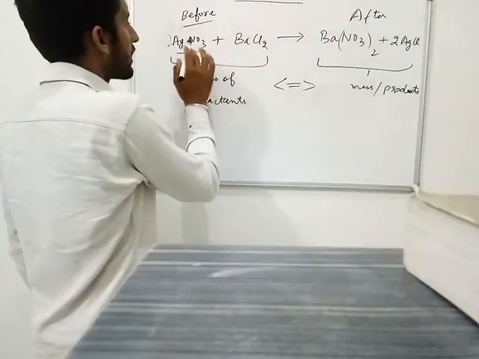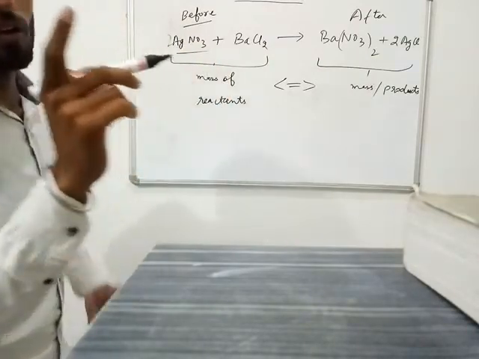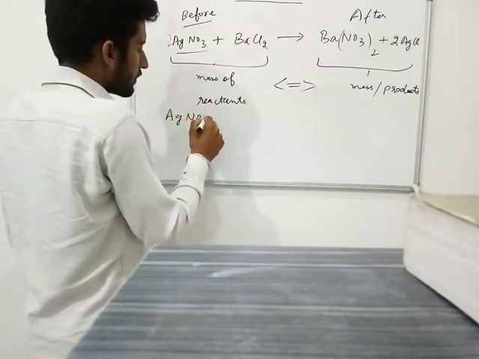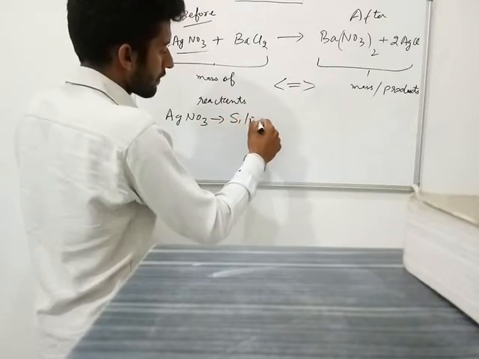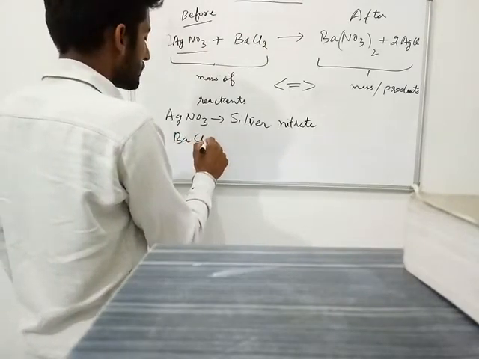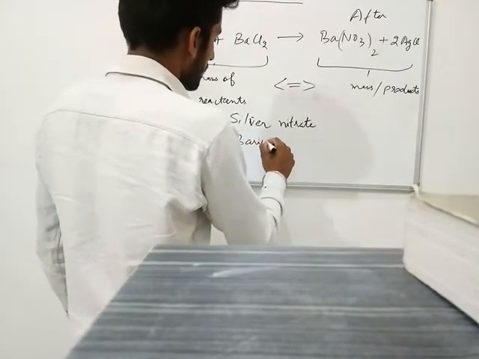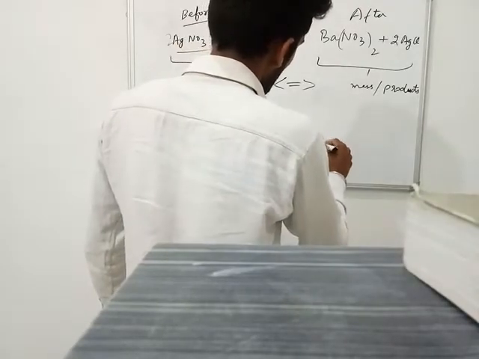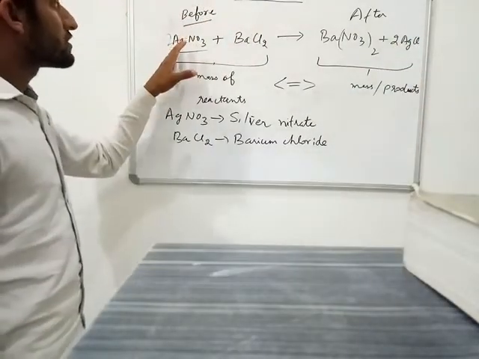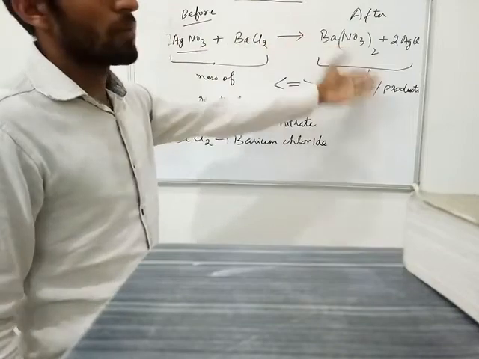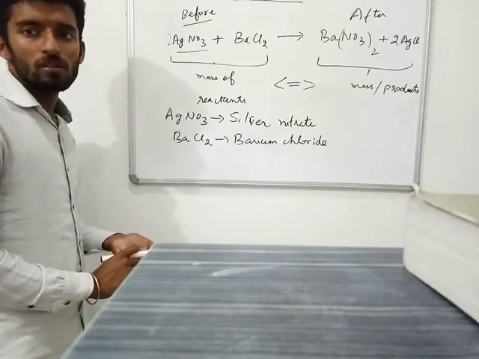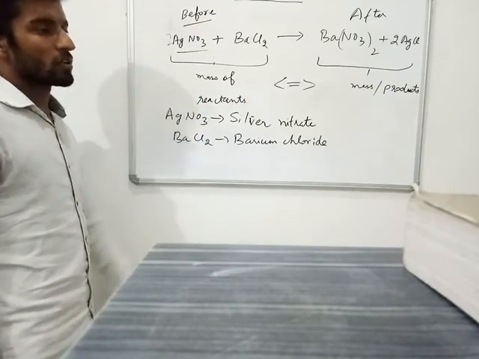Like here, silver nitrate, I am writing the formula here. In your book only names are given. AgNO3 is silver nitrate, and BaCl2 is barium chloride. This one is barium nitrate and this one is silver chloride. After the reaction the chemical formulas and chemical composition have changed, but there is neither any addition of a new substance nor any destruction of substance.